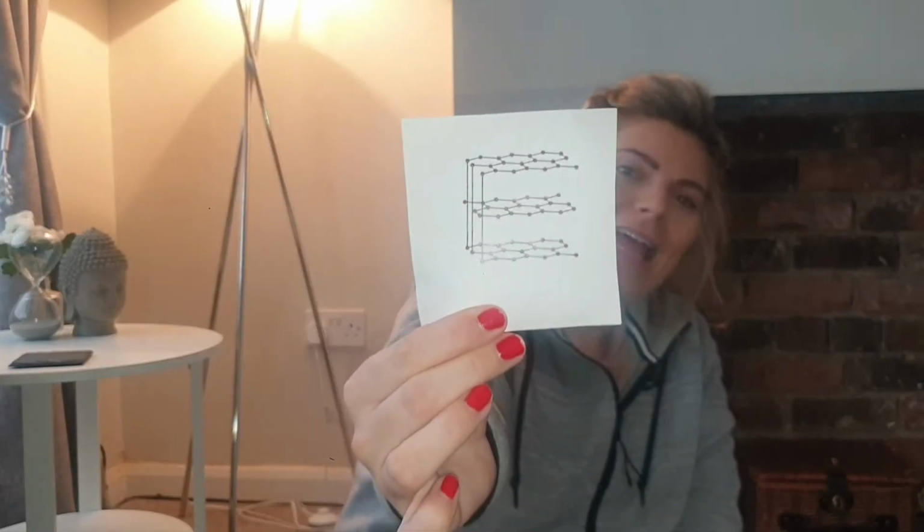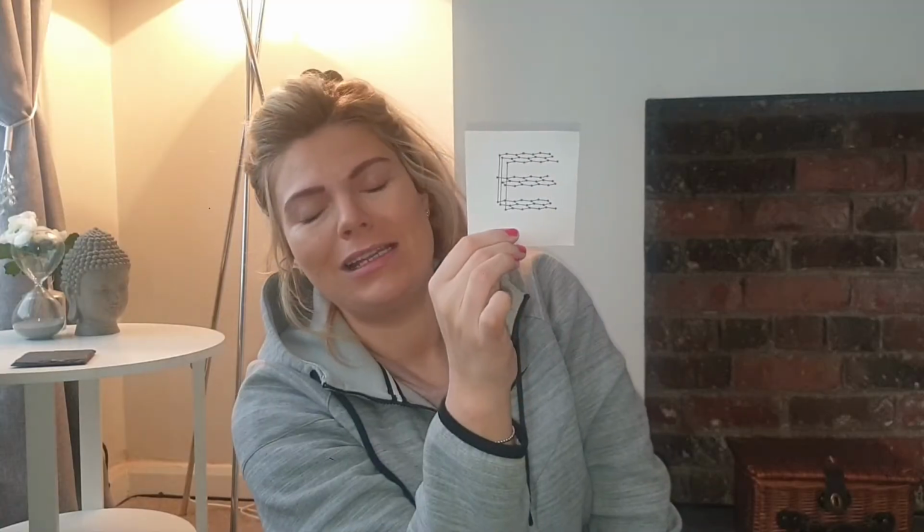So graphite, it's layered. Each carbon is bonded to 3 different carbons, and there is a free moving electron, which means it can conduct electricity.